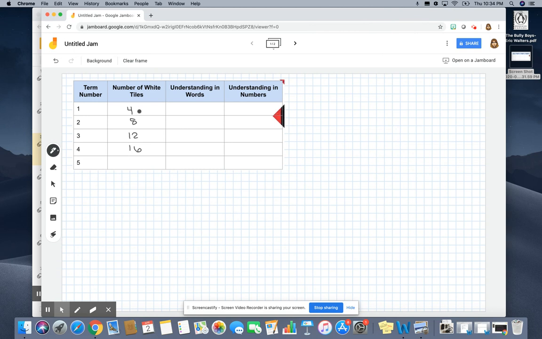So we know that if we were to continue to figure out what the fifth term would look like, if we were to just continue this pattern, it is increasing by 4 white tiles each time. So I'm just going to write that down over here so we remember. If we're going to continue this pattern, we're going to keep adding 4 white tiles each time. So in the fifth term, it will have 20 white tiles.